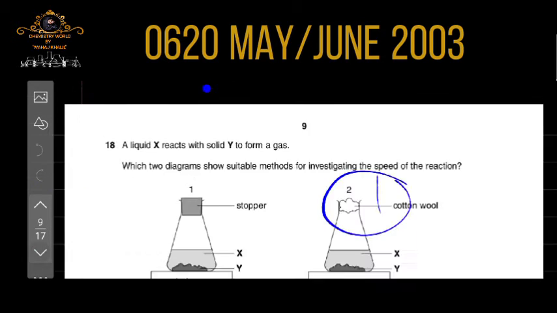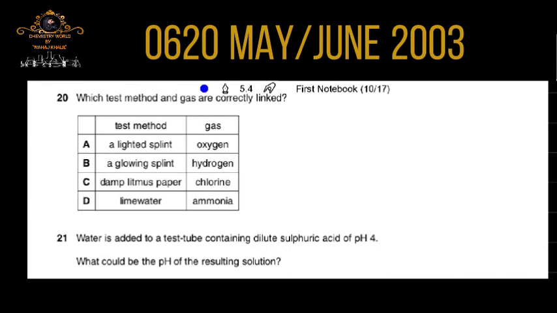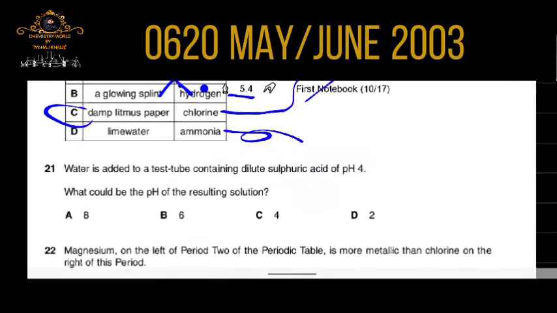Next one, MCQ number 20. Which test method and gas are correctly linked? A lighted splint with oxygen, wrong. A lighted splint with hydrogen is right, and a glowing splint with hydrogen, wrong. The glowing splint is with oxygen. So these are wrong, both. Damp litmus paper, yeah, this one could be right. Limewater or alumina, no. So option C is the right option here.